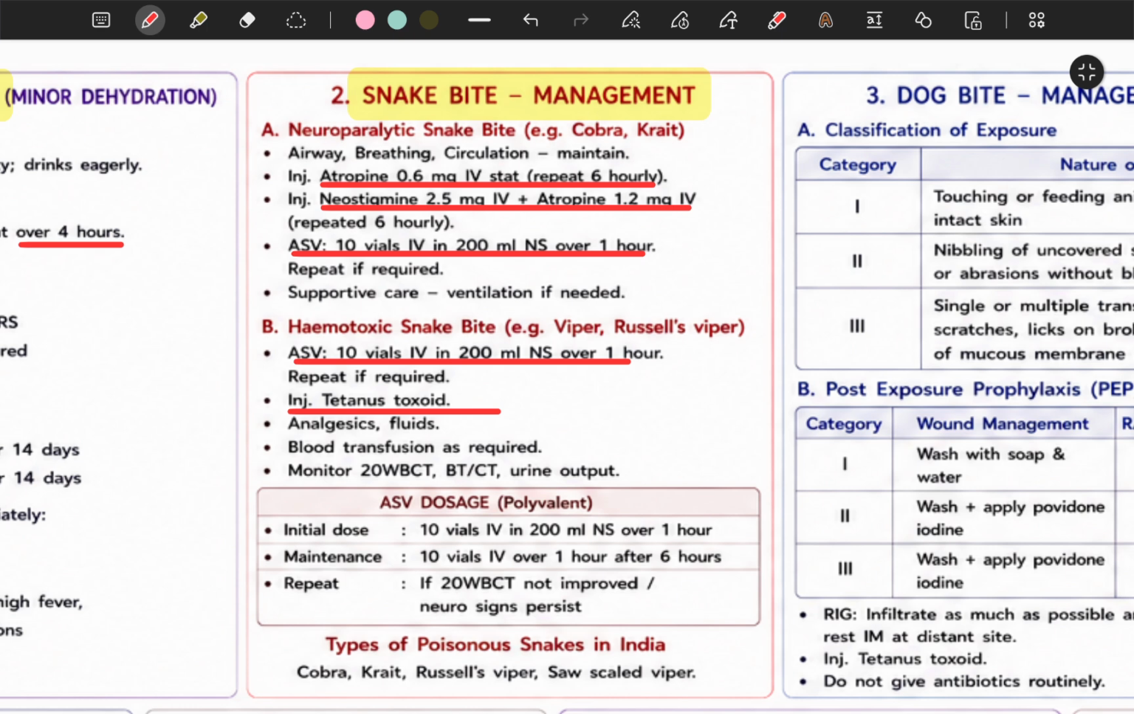Now ASV dosage. The initial dose is 10 vials IV in 200 ml NS over 1 hour, as we discussed earlier. Maintenance is 10 vials IV over 1 hour after 6 hours. Repeat 20-minute whole blood clotting time, and repeat the dose if not improved or if neurosigns persist. So this was briefly about snake bite management.